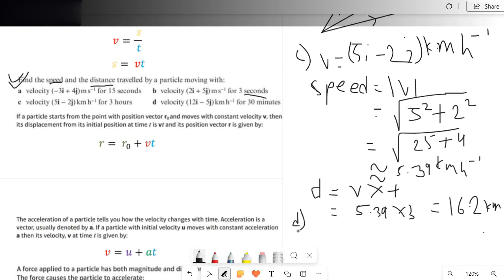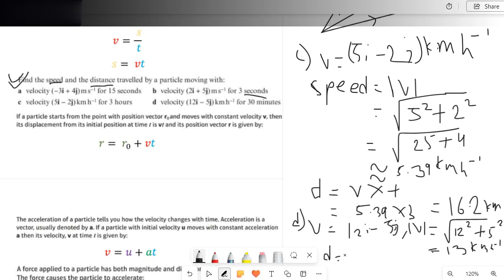And finally, for number D, we have velocity equal to 12i minus 5j. Therefore, speed, or the modulus of velocity, is equal to root over 12 squared plus 5 squared, which is also root over 13 squared, or 13 kilometers per hour.